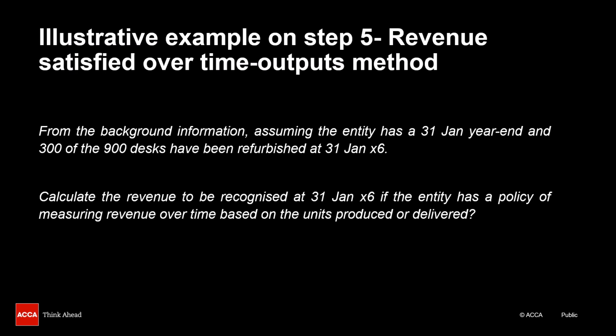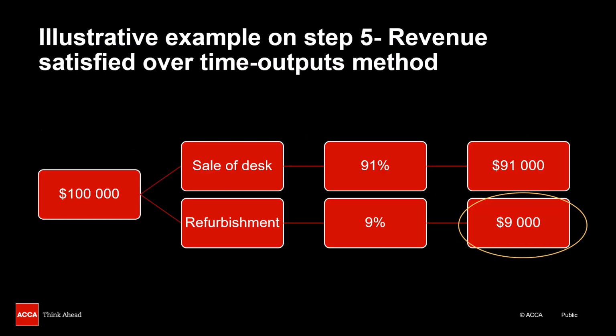Calculate the revenue to be recognized if the entity has a policy of measuring revenue over time based on the units produced or delivered. Since the entity recognizes the revenue from refurbishing desks over time, a portion of the revenue from refurbishing the desks must be recognized at the 31 Jan X6 year end, and the other portion must be recognized at the 31 Jan X7 year end. Using the information from the previous illustrative example, the transaction price relating to the refurbishment amounts to $9,000, and this amount would need to be recognized between the two financial year ends.